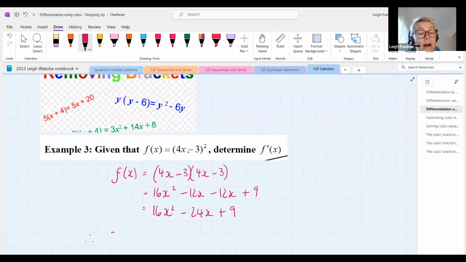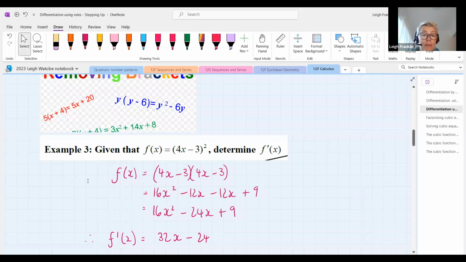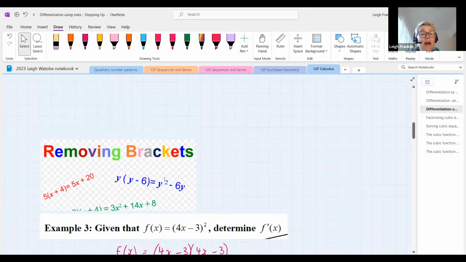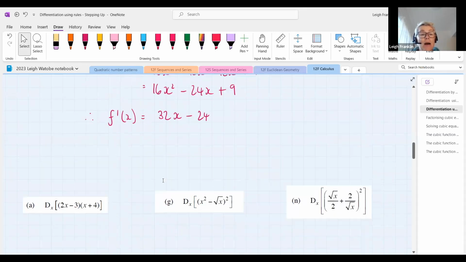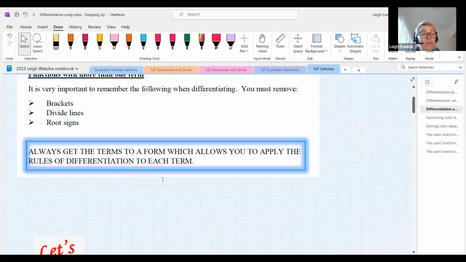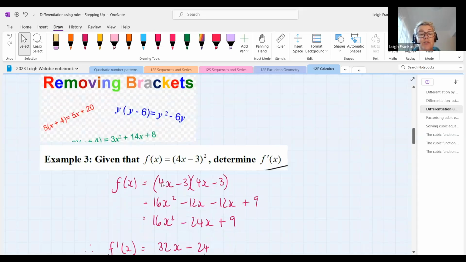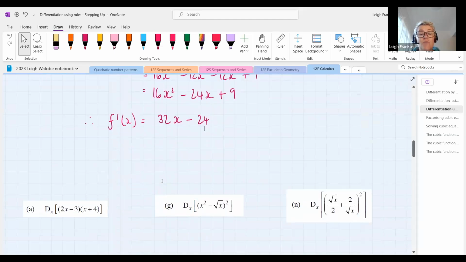Now I'm ready to find the derivative. Each term is written sign, number, variable, and I can apply my power rule to every single term. So that would leave us with 32x minus 24. I just wanted to go through that so that you've seen all of them, especially when it comes to removing brackets. We spoke about divide lines and root signs last time, and as I said earlier, we're going to do slightly more difficult questions on those this lesson as well.